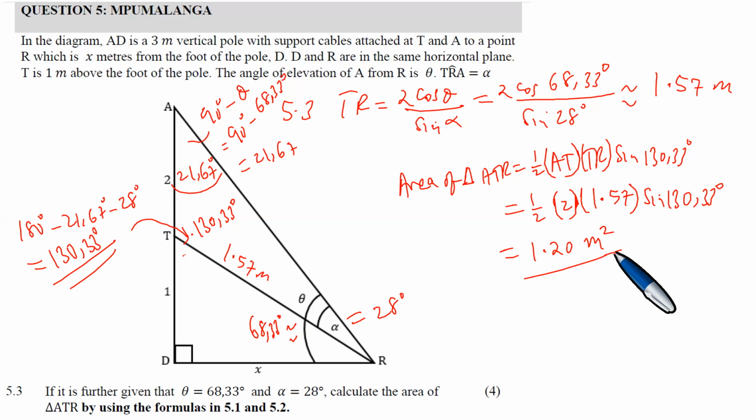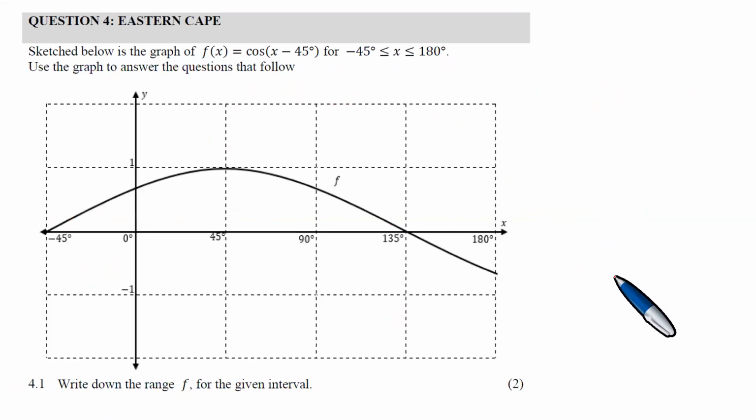We move to the next question, and we're going to practice together and see what we have. Next question. Because they said if it is further given that calculate the area of triangle ATR, and we found it. Okay, the next question is about some graphs. So we're going to practice graphs as well. We have done a lot of the other questions, but we're going to practice together on these graphs.